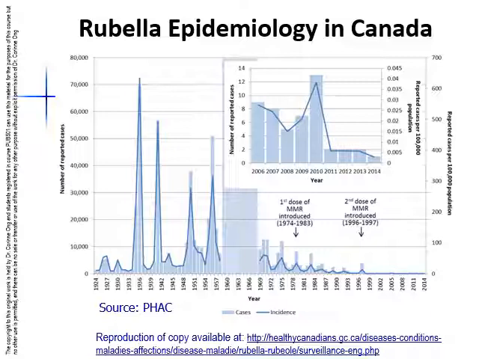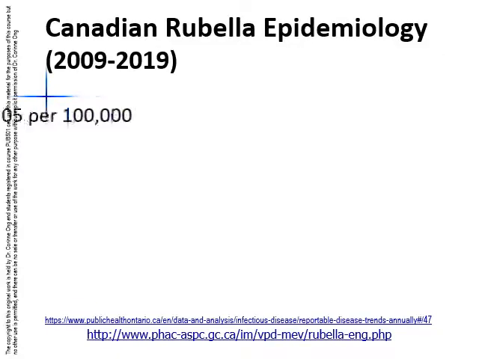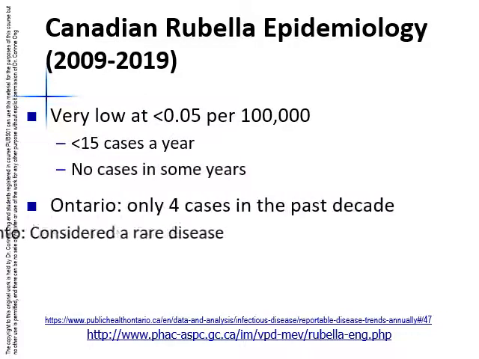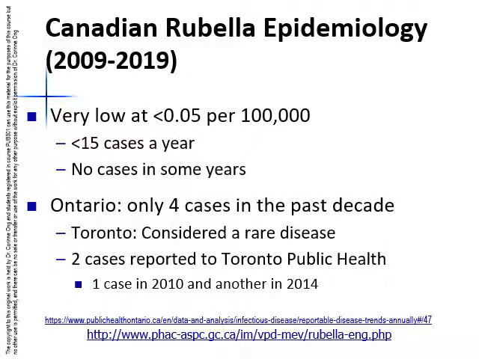In 2005, the rubella incidence was about 1 per 100,000. This was due to a large outbreak in southwestern Ontario with over 300 cases. In the past decade, the incidence of rubella in Canada was very low, at less than 0.05 cases per 100,000, corresponding to less than 15 cases a year at the highest, and no cases at all in some years.